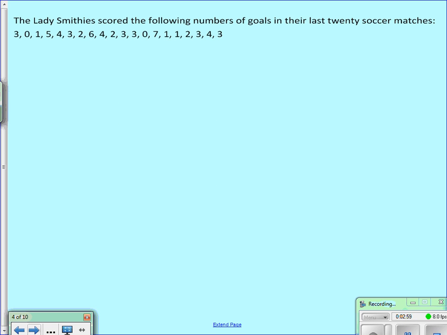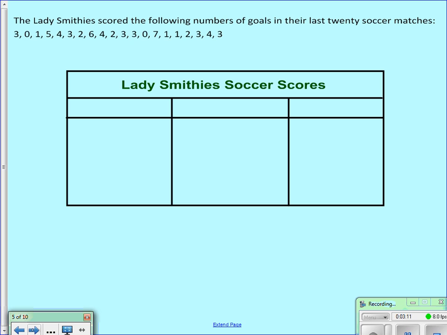We're going to go ahead and make a frequency table here. Can I go over the steps? So here, the Lady Smithies scored the following number of goals in their last 20 soccer matches. We have the numbers there. First thing we need to do is make our table and title it. So we'll title this one Lady Smithies Soccer Scores.